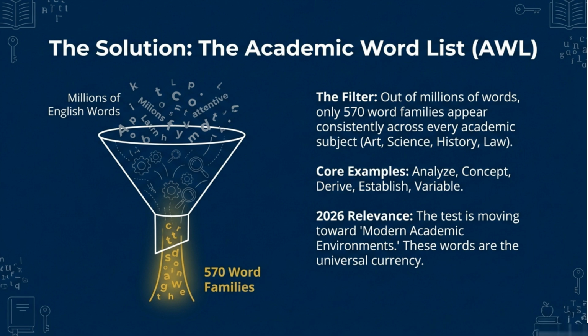So what is the solution? It is the Academic Word List, or AWL. Researchers analyzed millions of texts and found a filter. Only 570 word families appear consistently across all subjects: art, science, history, law. Words like analyze, concept, derive, establish, variable. These are the universal currency of the modern academic environment. If you master this list, you master the vocabulary for the entire exam.